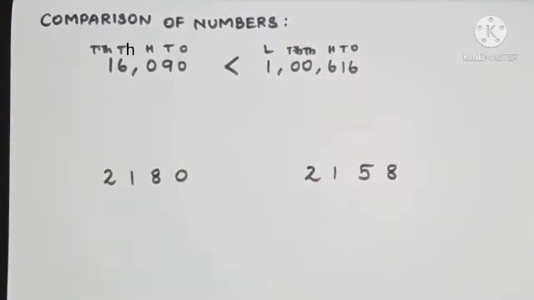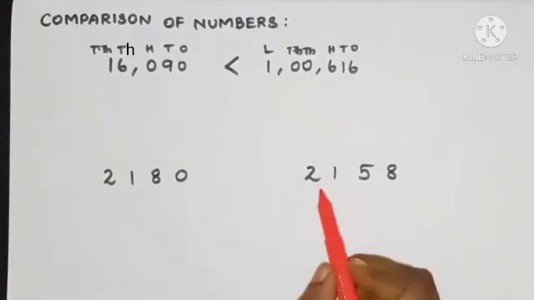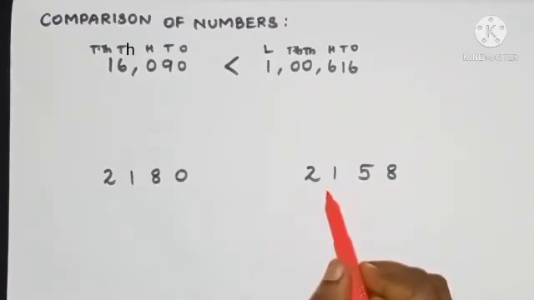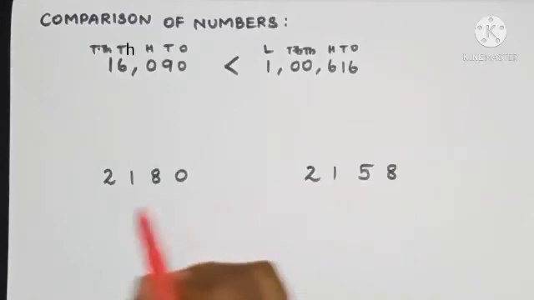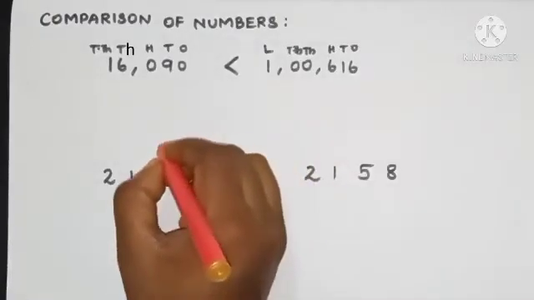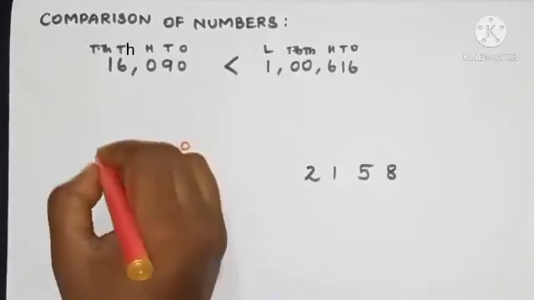Now let us compare numbers with an equal number of digits. See here the given numbers are 2,180 and 2,158. Here the given two numbers are 4-digit numbers. First we have to compare the thousand place of the two numbers. Ones, tens, hundred, thousand.